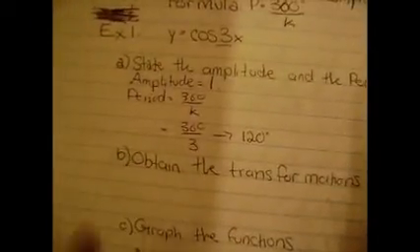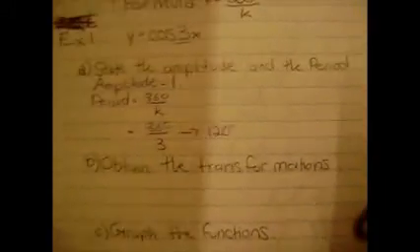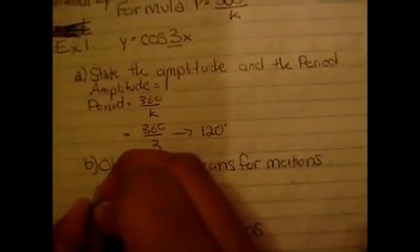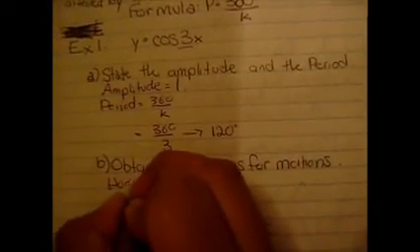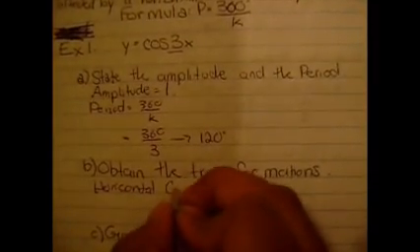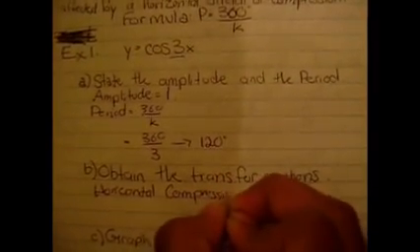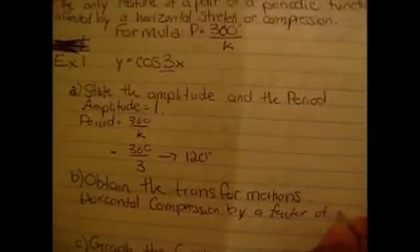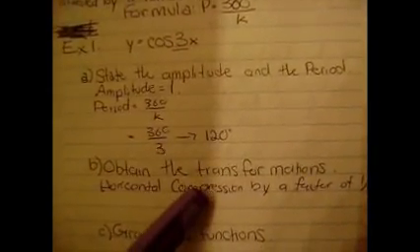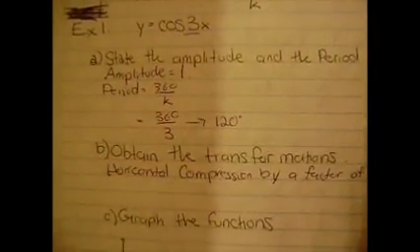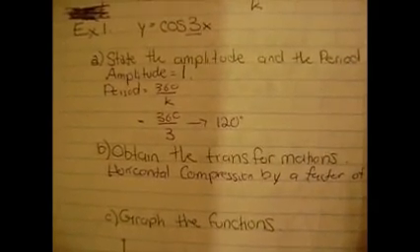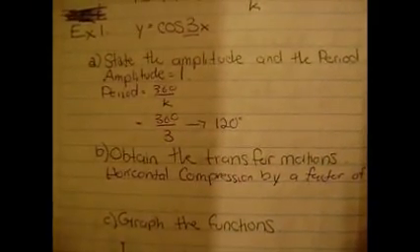Now it says obtain the transformations. So there's only one transformation that's happening, and that is a horizontal compression by a factor of 1/3. You need to take note that the k value is a reciprocal when you're stating the transformation. So we have a horizontal compression of 1/3.